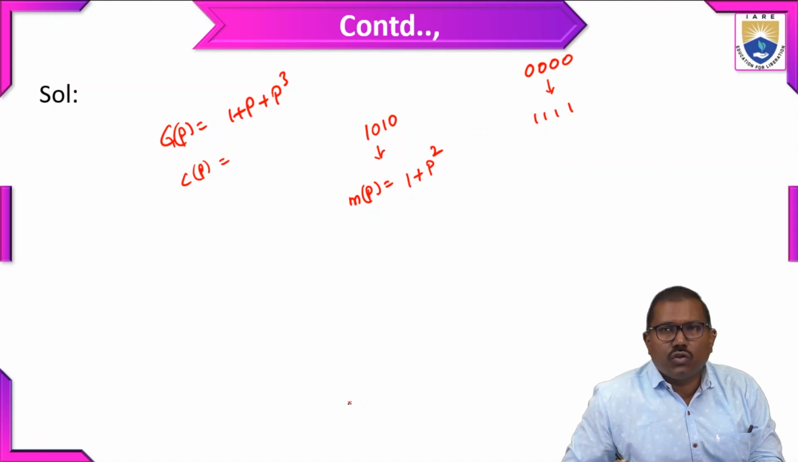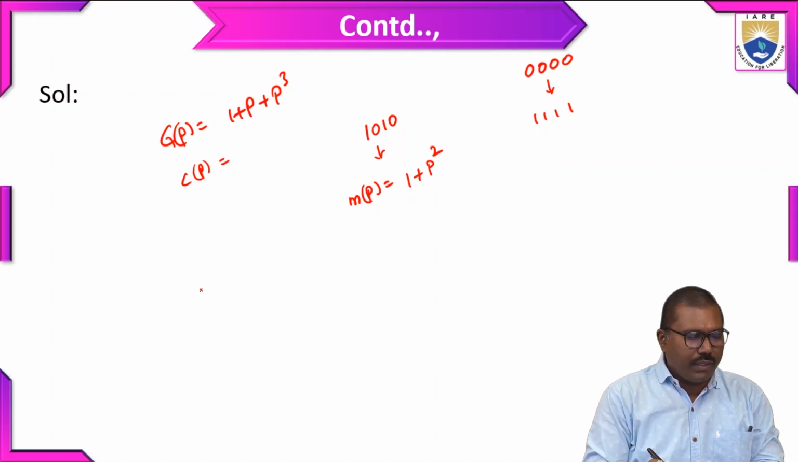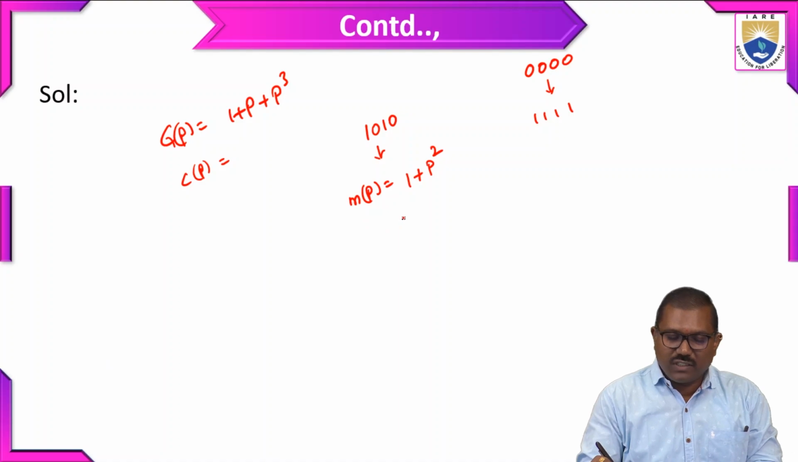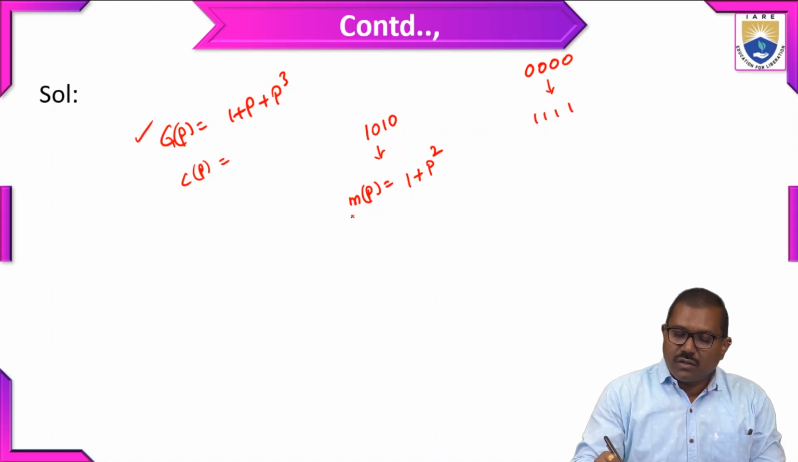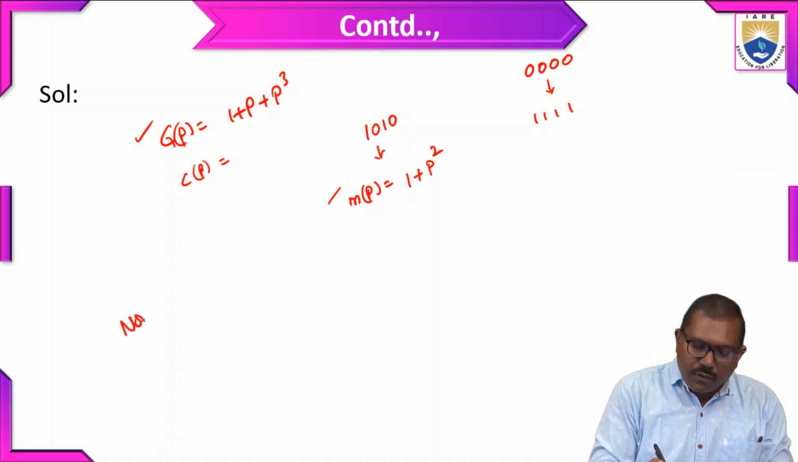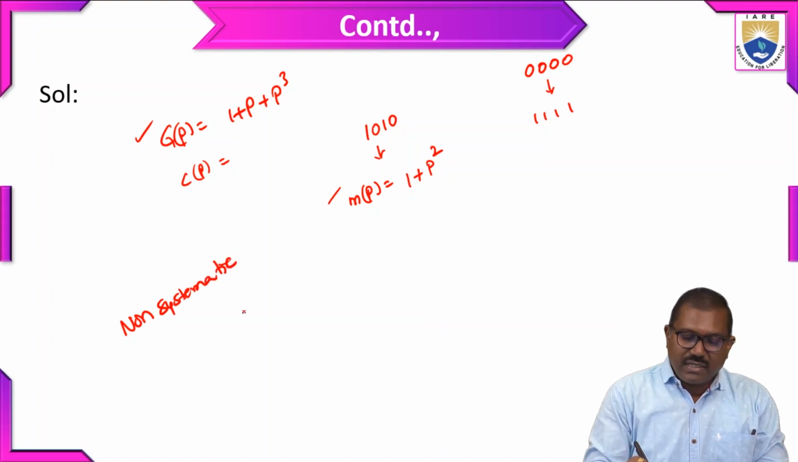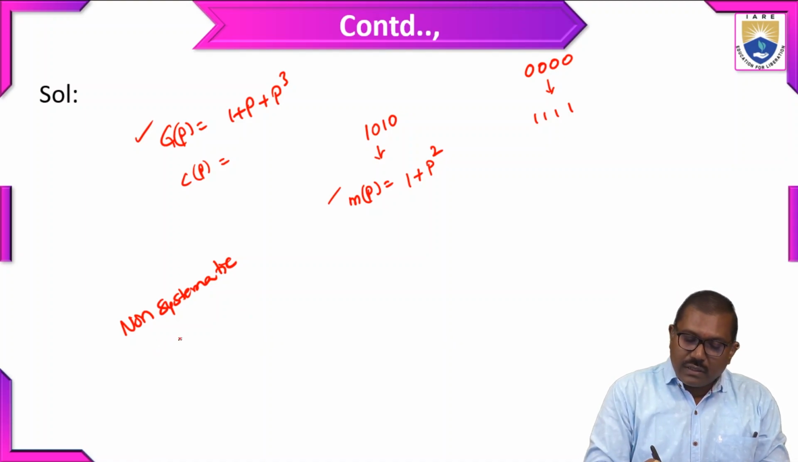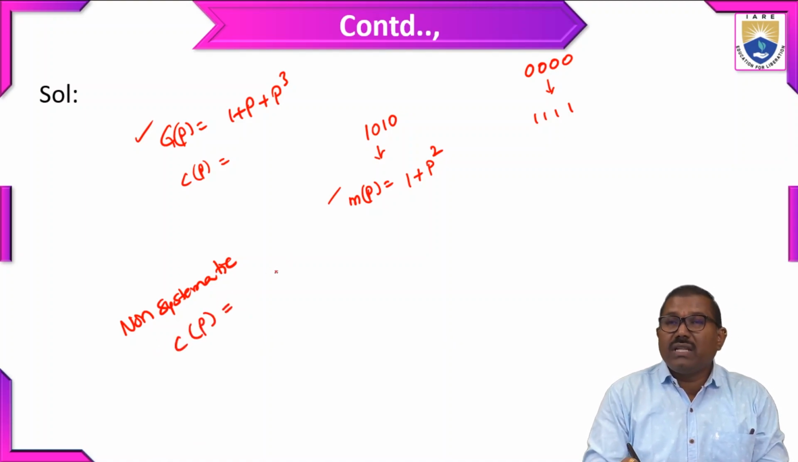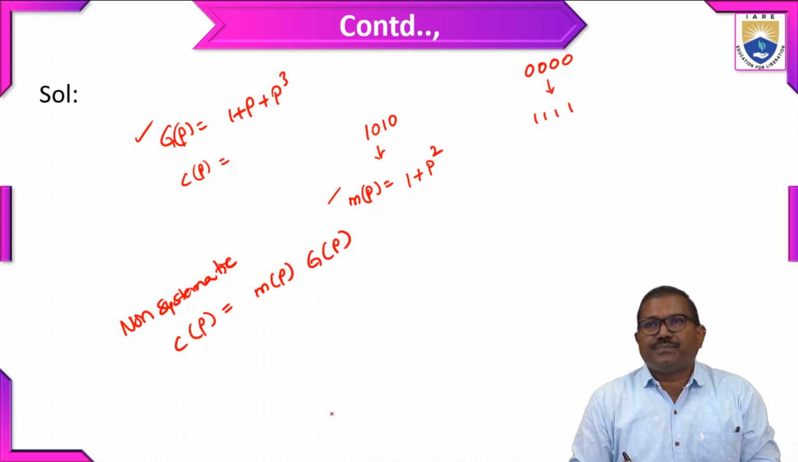Okay, so first we go to the non-systematic polynomial. The message polynomial is 1 plus p square, and the generator polynomial is 1 plus p cube. So for the non-systematic cyclic code, C of p, the code polynomial, is generated by just multiplying the message polynomial with the generator polynomial.